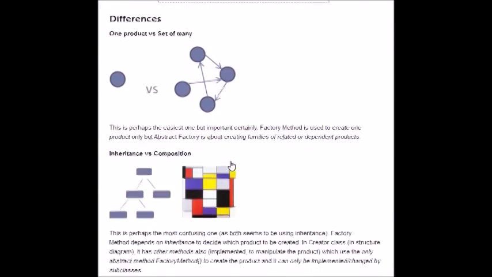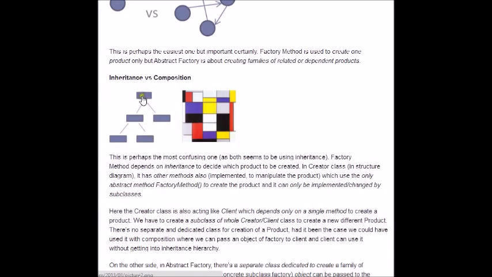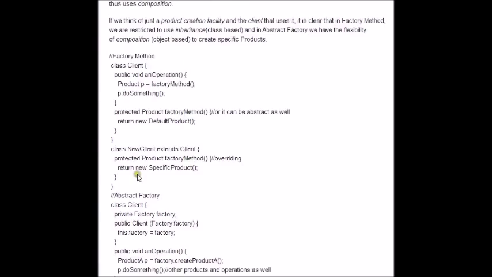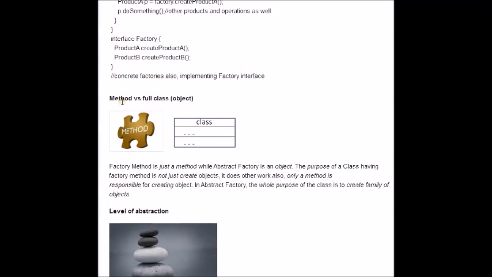So what are their differences? Factory method is only one product, but abstract factory can have a set of many because it's all about creating families of related or dependent products. Factory method is only inheritance, but abstract factory can have composition. Why? Because there's a separate class dedicated to creating a family of related dependent products, and its object can be passed to the client which uses it. So this is the composition part. This is the example, and the code earlier has shown that. So it's obvious, factory method is only a method, but abstract factory is a full class.